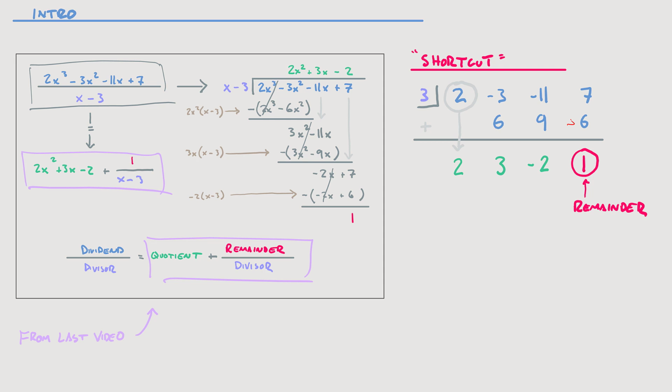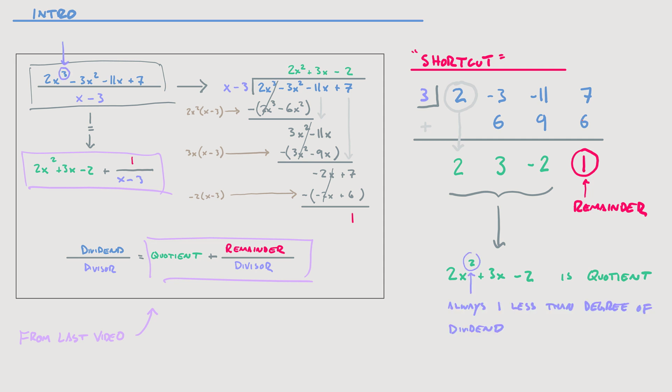But then, so what are these numbers? 2, 3, and negative 2. What are these things here? Well, look, 2 is the first coefficient of our quotient. 3 is the second coefficient of our quotient. And negative 2 is the constant of our quotient, and so that's what this represents. In this case, 2x squared plus 3x minus 2 is the quotient of this division.